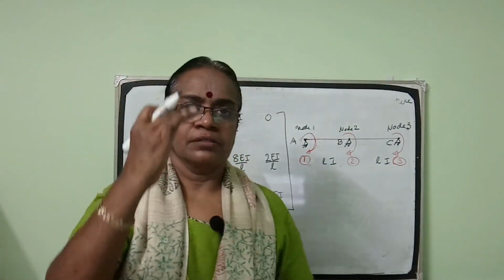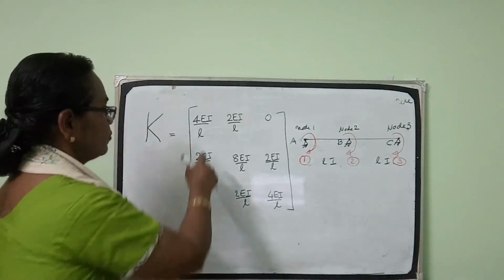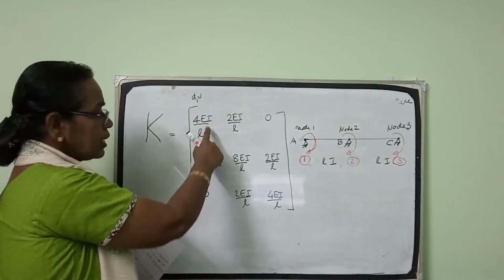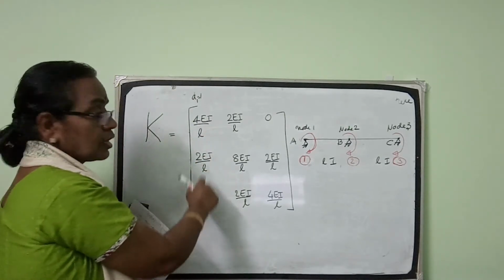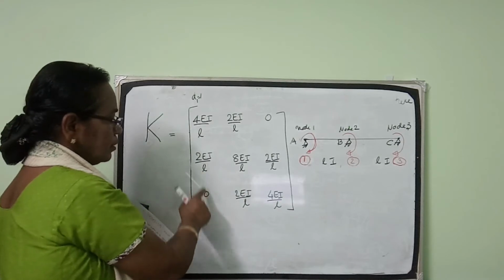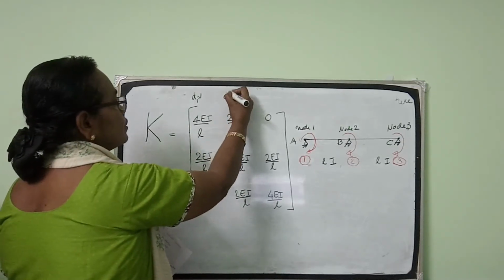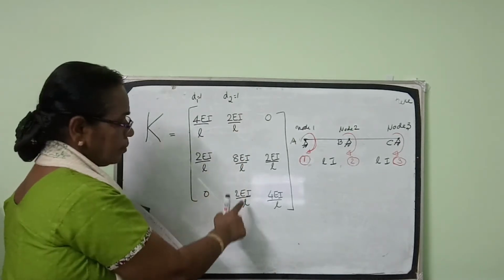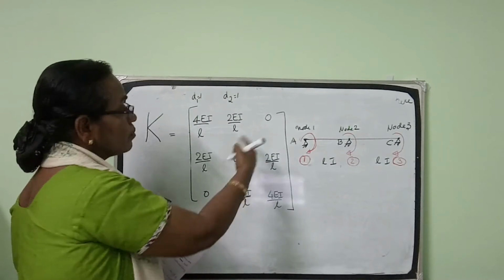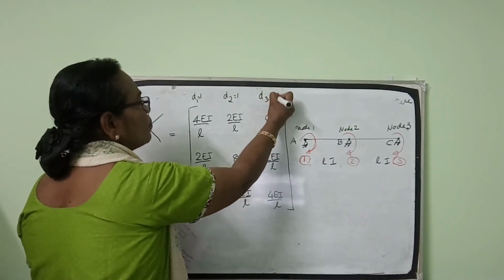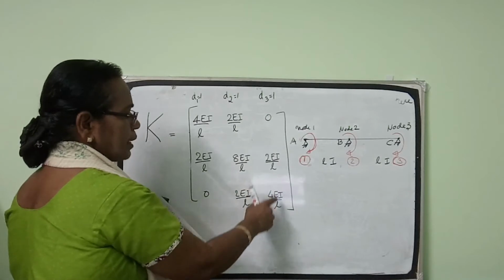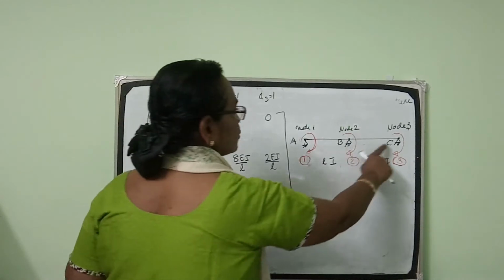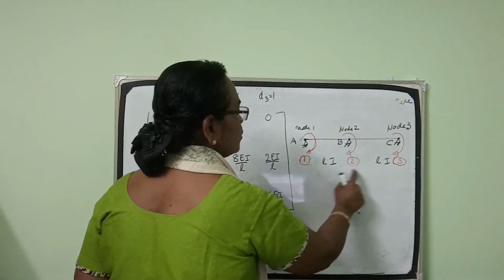Now we will arrange the values in an order. The first column, by applying D1 equals 1, what are the values we have got? 4EI by L, 2EI by L, 0, K11, K21 and K31. By applying D2 equals 1, 2EI by L, 8EI by L and 2EI by L. Now applying D3 equal to 1, 0, 2EI by L, 4EI by L. So this is the stiffness matrix for this given structure with the coordinates 1, 2, 3.